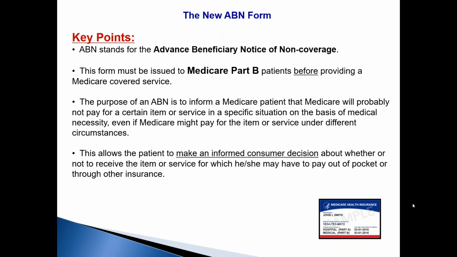So the purpose of an ABN is to let a Medicare patient know that Medicare is probably not going to pay on the basis of medical necessity. And this allows the patient to make an informed consumer decision. According to Medicare, maintenance care is not considered medically necessary. So before providing a maintenance spinal manipulation, you would need to give the patient an ABN form.